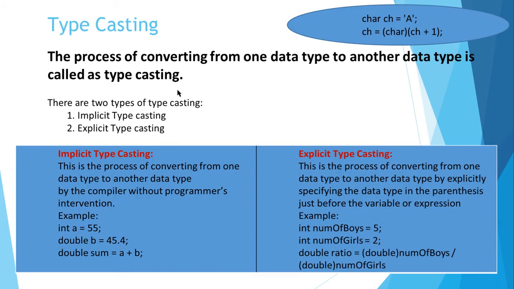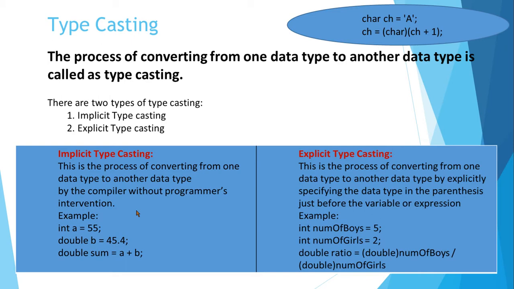Next is typecasting. What is typecasting? The process of converting one data type to another is called typecasting. We have learned two types of typecasting, explicit and implicit. Implicit typecasting is done when the computer or the processor converts the data type on its own, without the intervention of the programmer.